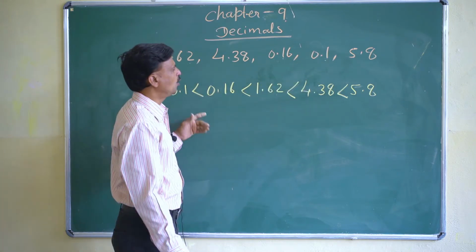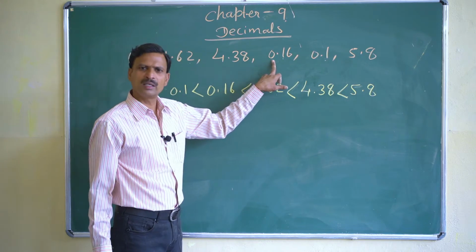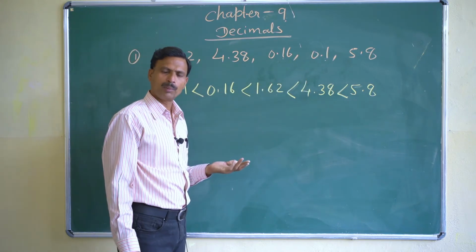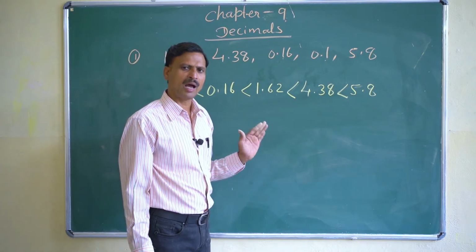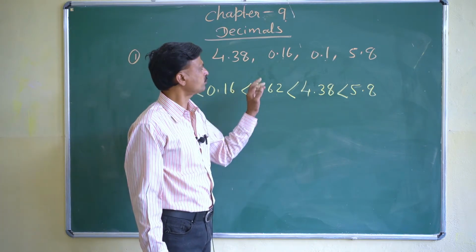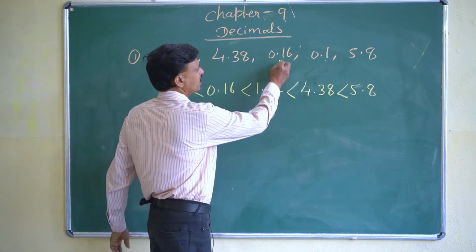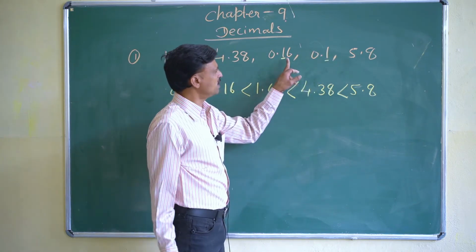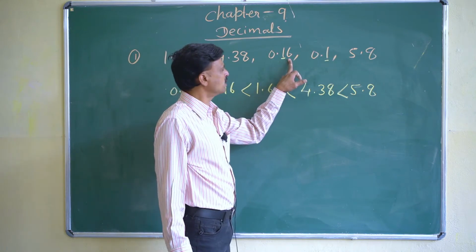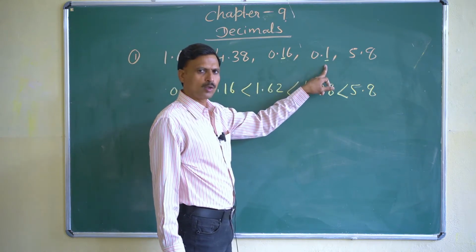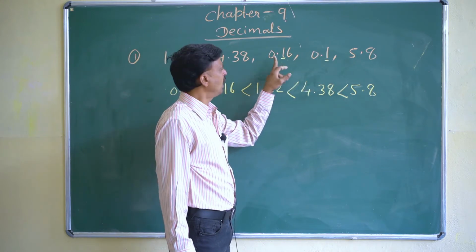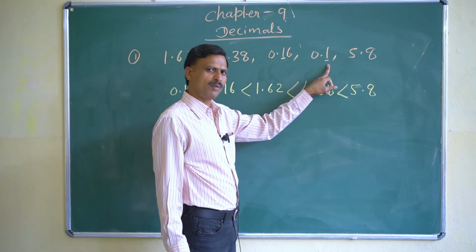In case their whole number is the same, like here it is 0 and this is also 0, then we compare their first digit after the decimal, right? The first digit after the decimal is here 1 and this is also 1. But then we see the second place digit. Now the whole number part is the same, that is 0, 0. After the decimal, the first place is also the same, that is 1, 1.